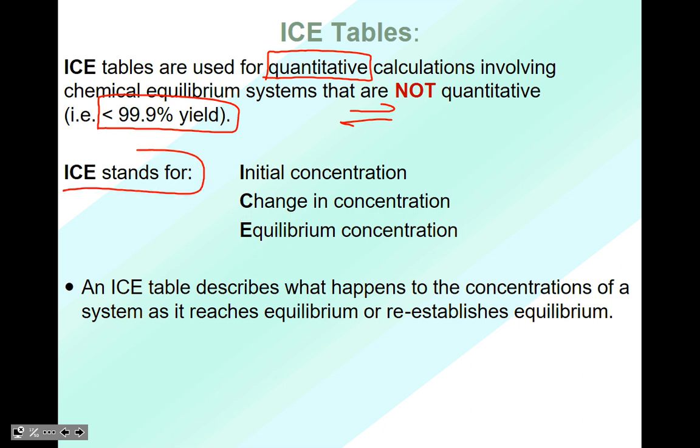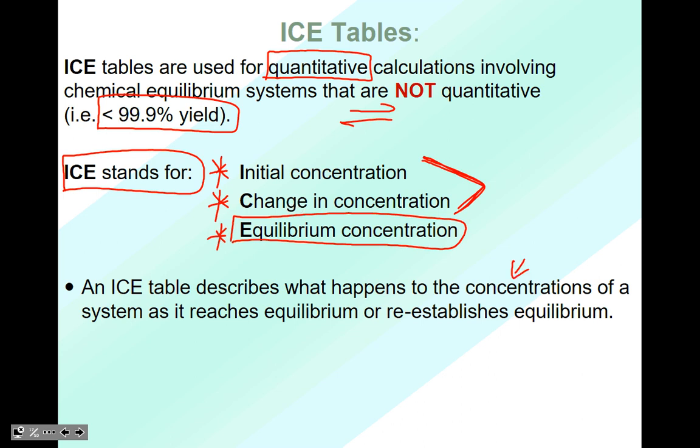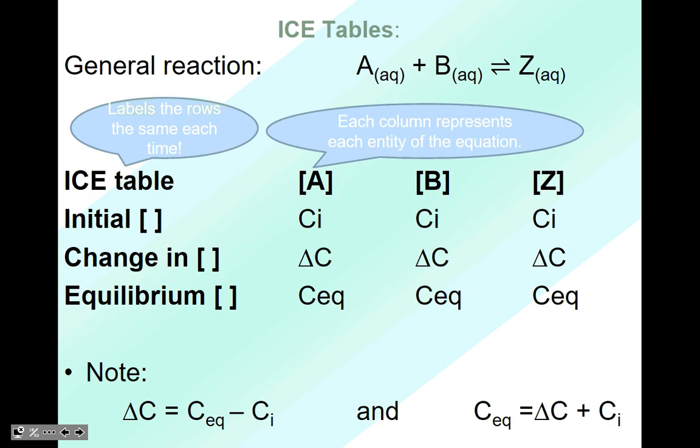ICE stands for three things: the initial concentration of each entity of the equation, the change in concentration, does it go up, does it go down, and the equilibrium concentration. After these stop reacting, the concentrations of the reactants and the products are not going to change. You reach equilibrium concentration, okay? An ICE table describes what happens to the concentrations of the system as it reaches equilibrium or reestablishes equilibrium. And when we're looking at the ICE table, you're looking at the reactants and the products and how they affect each other.